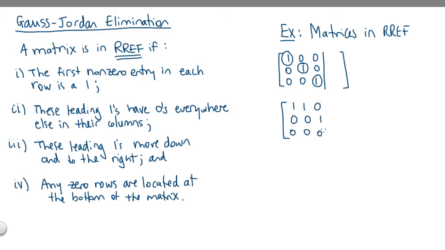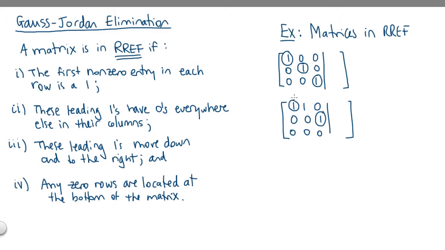Something like this would be in RREF. The first non-zero entry in the first row is here. The first non-zero entry in the second row is here, and the third row is a zero row. So our first non-zero entries are 1s. These leading ones have zeros everywhere else in their columns, and the leading ones do move down and to the right.